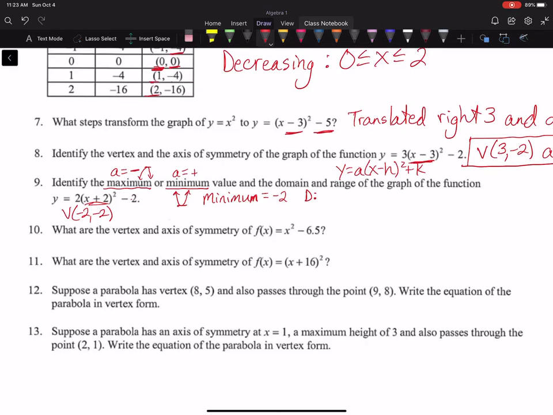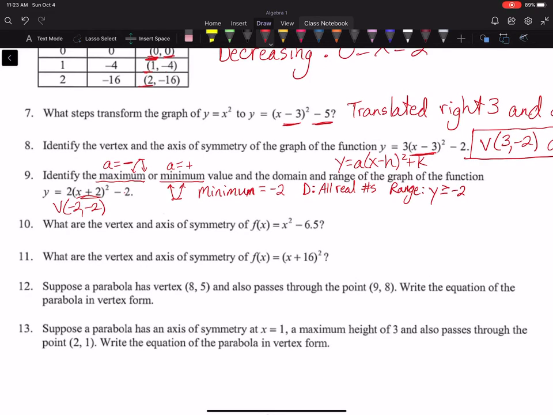And we have the domain. The domain for a quadratic is always all real numbers. And the range, let's see here. If it's a minimum at negative 2, that means y has to be greater than or equal to negative 2. Had it been a maximum, we would have said y is less than or equal to negative 2. But since it's a minimum, that means y can be negative 2 or numbers bigger than negative 2. So there's my minimum, first answer, domain, second answer, and range, third answer.